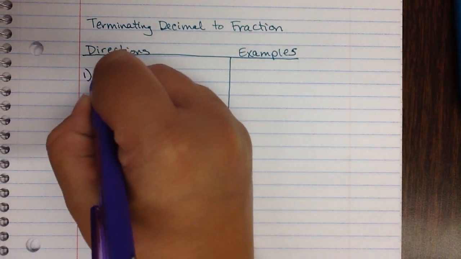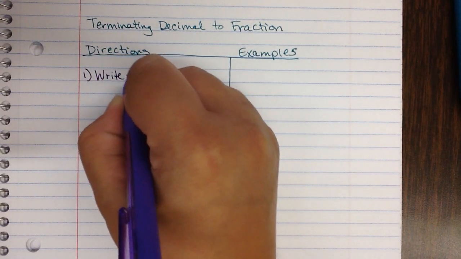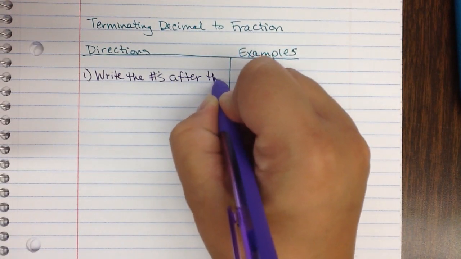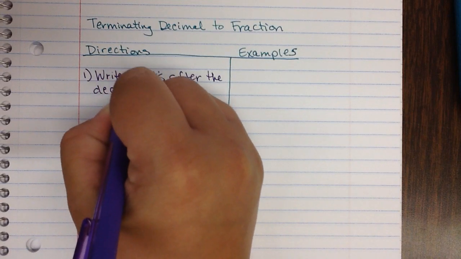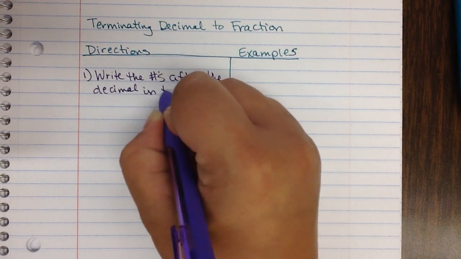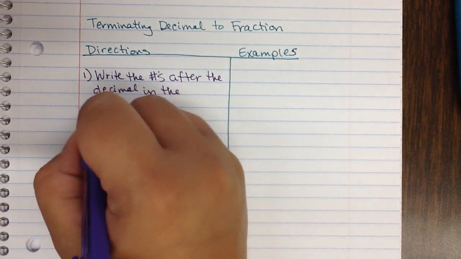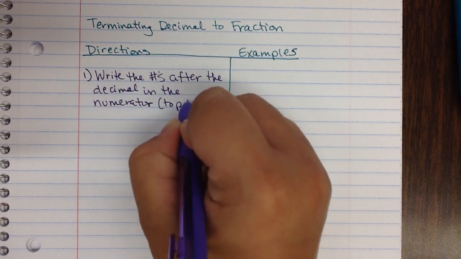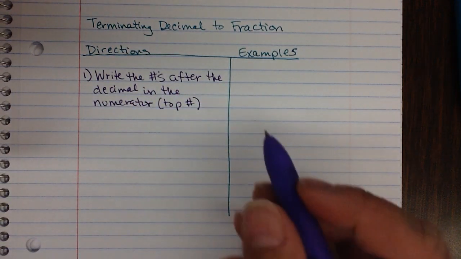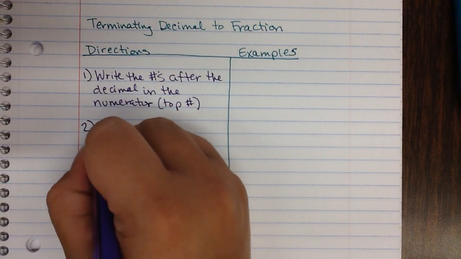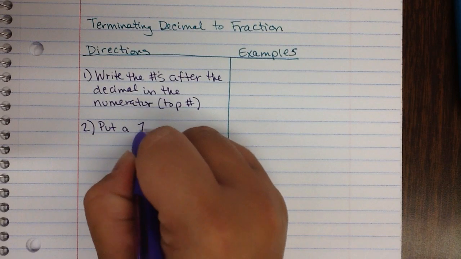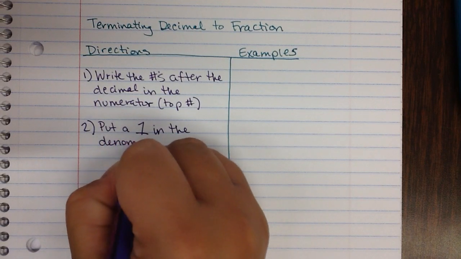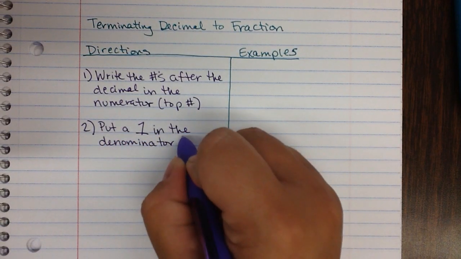Number one, you're going to write the numbers after the decimal in the numerator, and that is the top number. The numerator is the top number. Number two, you're going to put a 1 in the denominator, which is the bottom number.